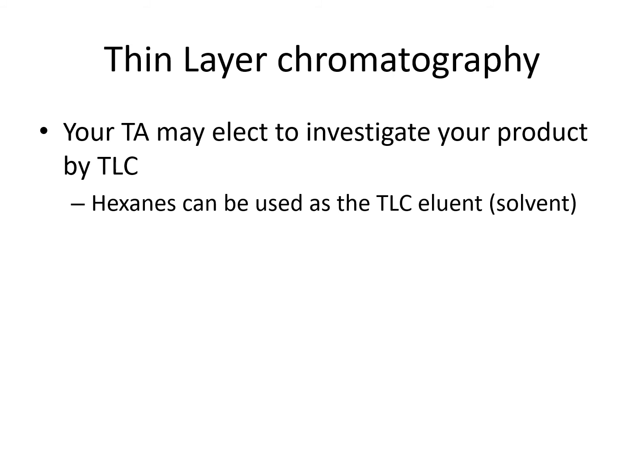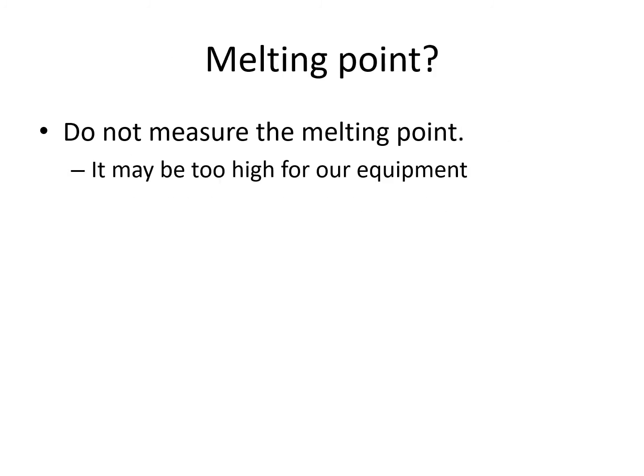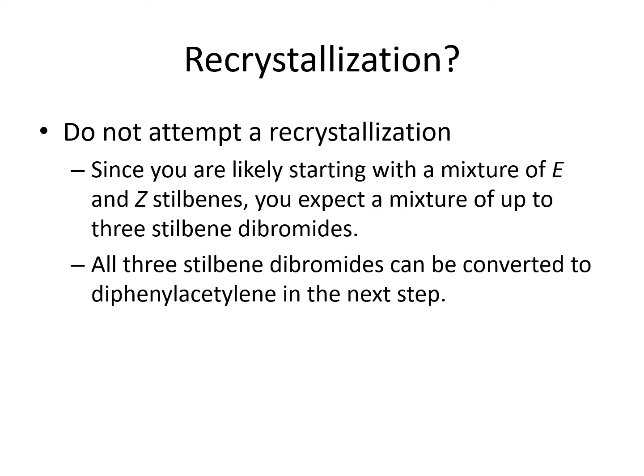We can select between doing thin layer chromatography or not. This is going to be your TA's choice. Hexanes can be used as a TLC eluent. We will not measure the melting point. We will not attempt to do recrystallization, since all three isomers are equally useful for the next reaction.